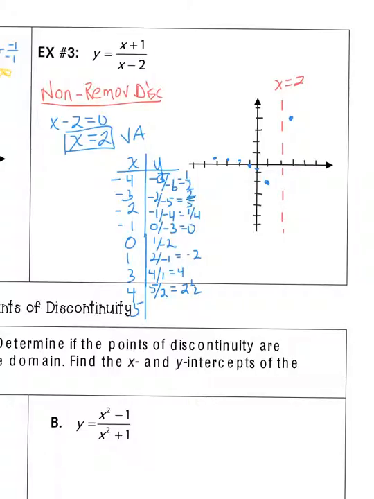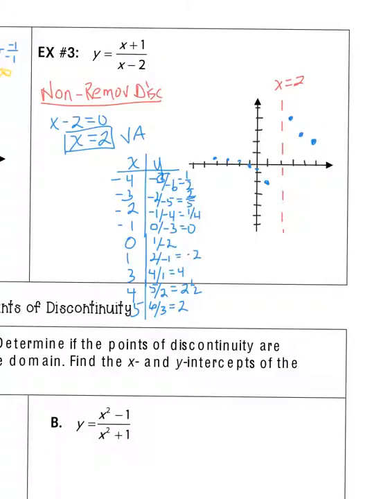So 4, 2 1/2, so right about here. And then 5 plus 1 is 6. 5 minus 2 is 3, and so that is 2. Now the question is, how far is this going to go down, to what number? So I'm going to choose a really big number, 10, maybe 100, or maybe 1,000,000. So if I put 10 up here, 10 plus 1 is 11. 10 minus 2 is 8. 11 over 8 is 1 and 3/8.